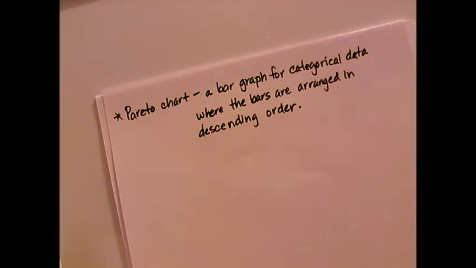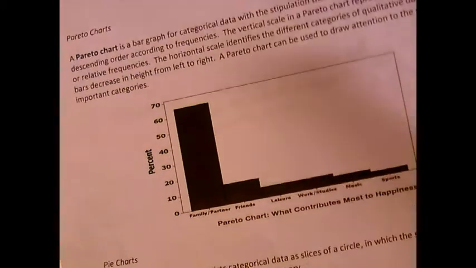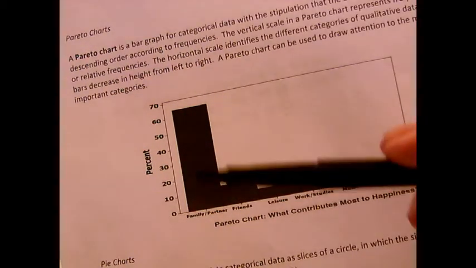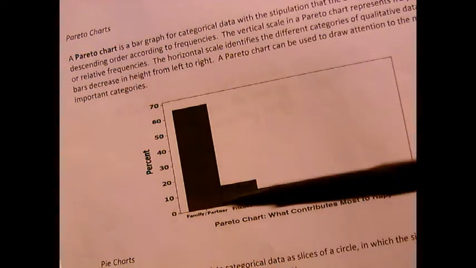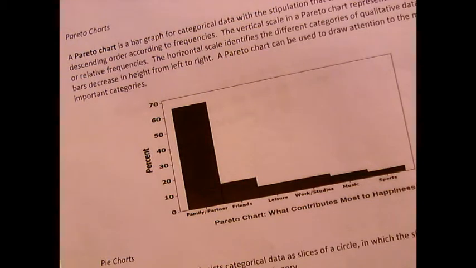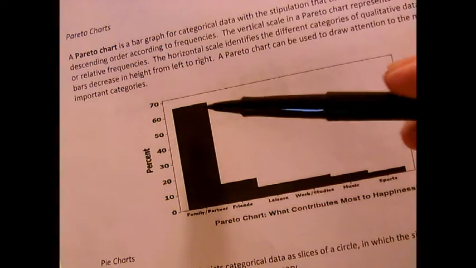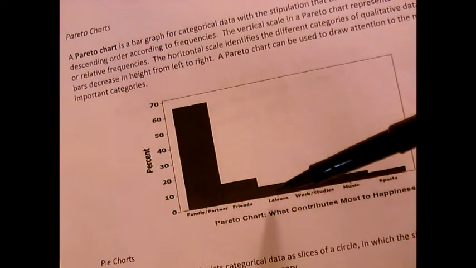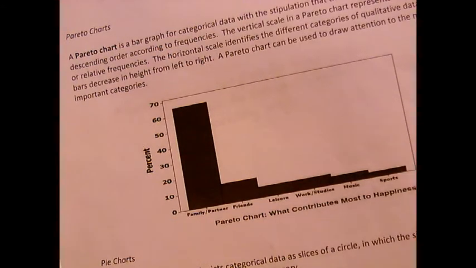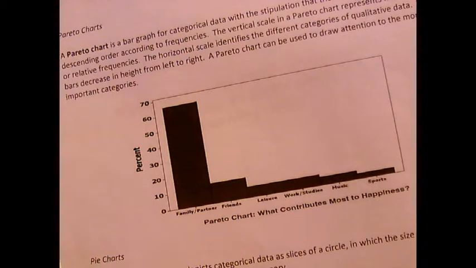Okay. Now here's an example of what a Pareto chart looks like. Here you can see the highest bar is the family and partner, and this chart represents what contributes most to happiness. Family and partner is the most frequent, so it goes first, then friends is second, then leisure and work studies, then music, and then sports is the least. So here the highest bar goes first, and then the second highest is next. So this is in descending order for a Pareto chart.